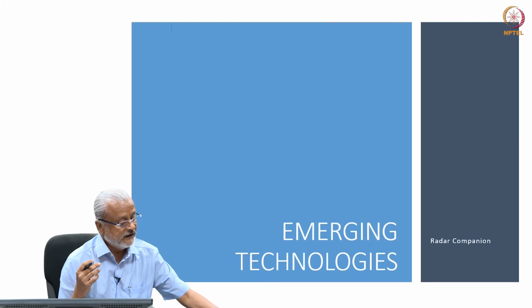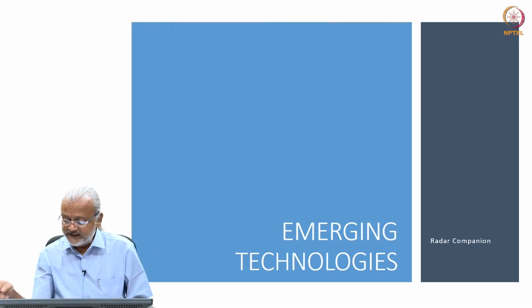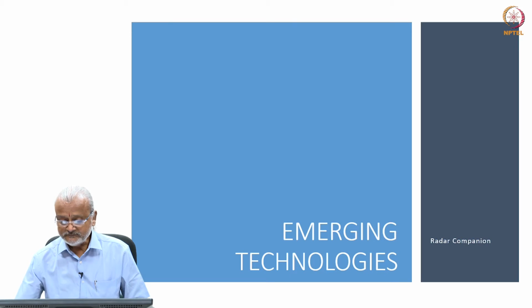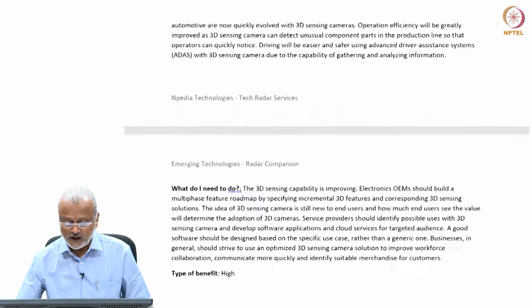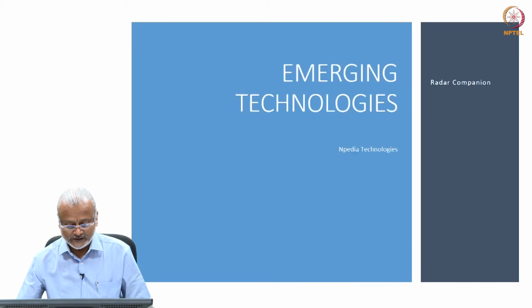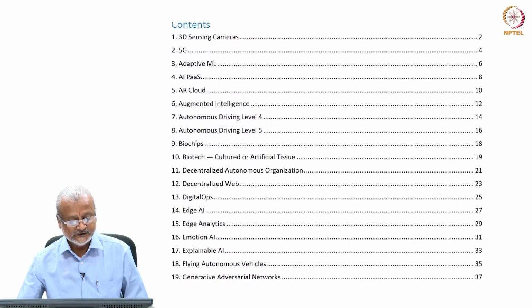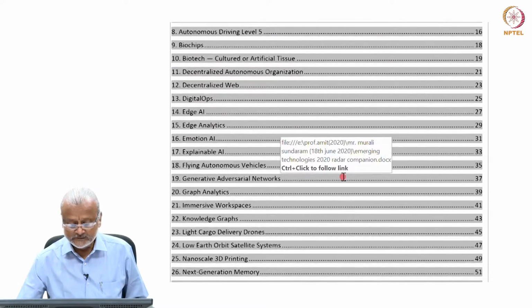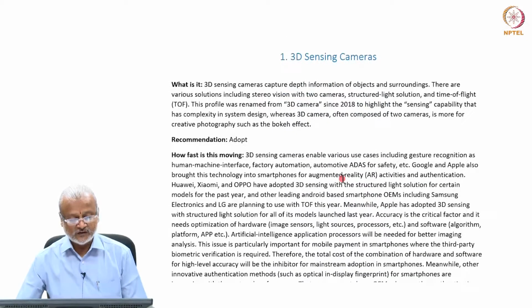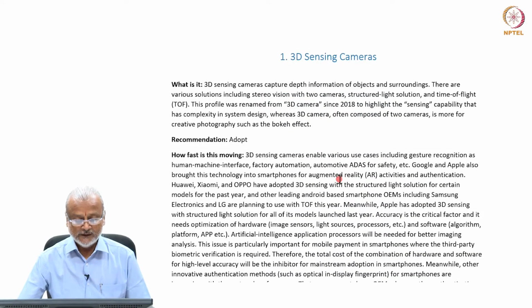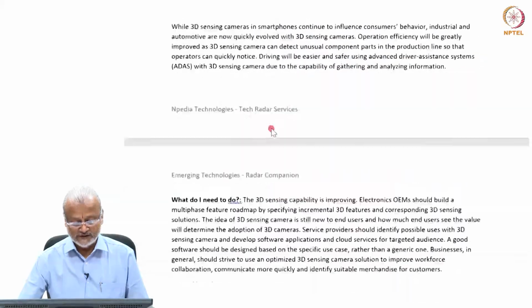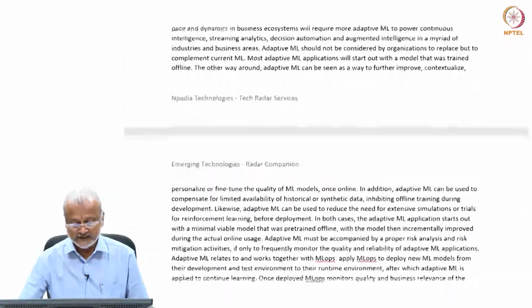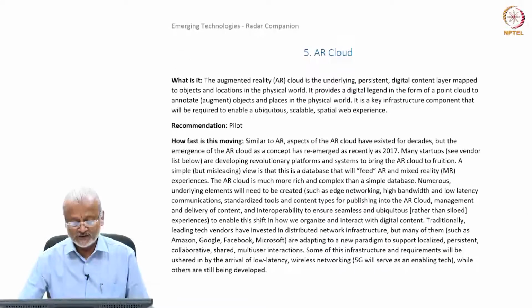Emerging technologies, that's what we see here. So, what we see here is a radar companion. Let's look into this, right? All the technologies that we saw there are going to be listed here. We see the AR cloud here. For each of the technologies, the way we are trying to help the corporation make a decision is, you need to define what it is. Let's look into the AR cloud, adaptive ML, PaaS and AR cloud.